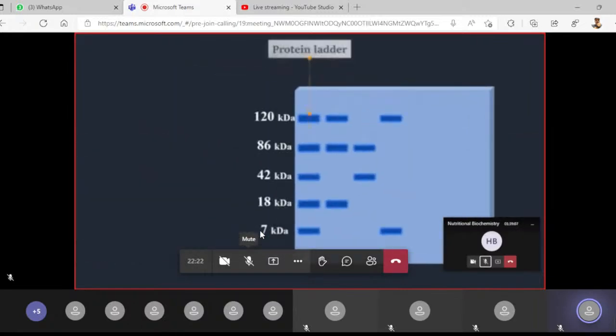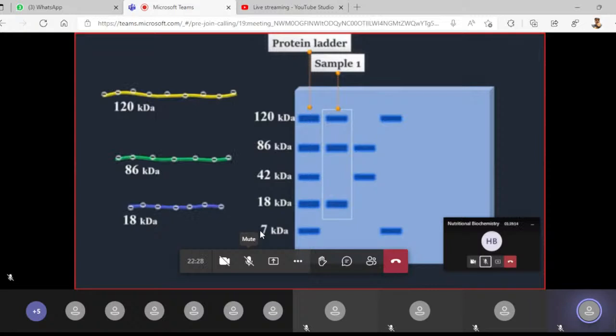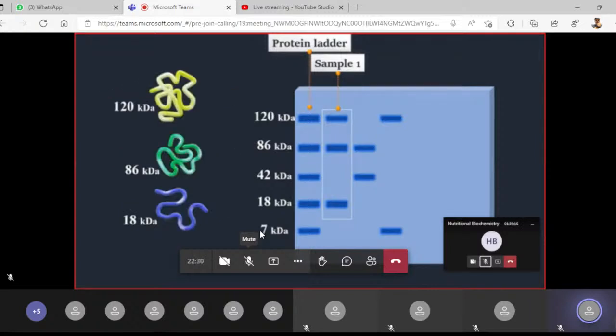The molecular weight size markers in a separate lane in the gel can be used to determine the approximate molecular mass of unknown biomolecules by comparing the distance traveled relative to the marker.